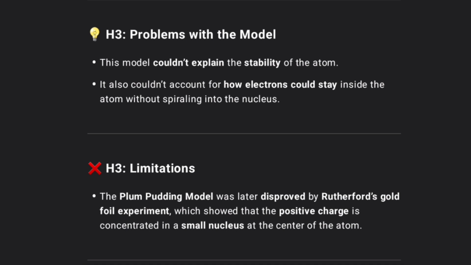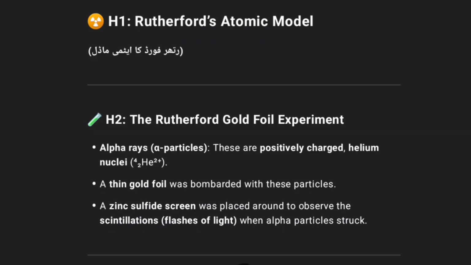Limitations. The plum pudding model was later disproved by Rutherford's gold foil experiment, which showed that the positive charge is concentrated in a small nucleus at the center of the atom. Rutherford's atomic model.